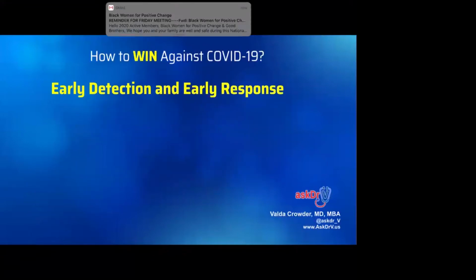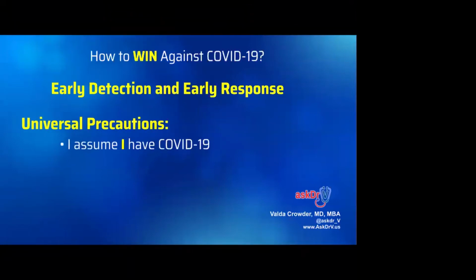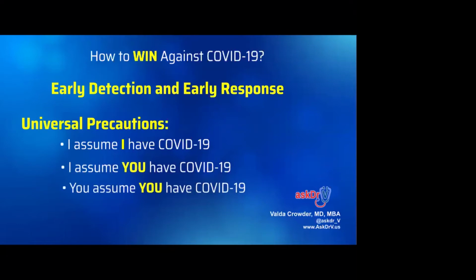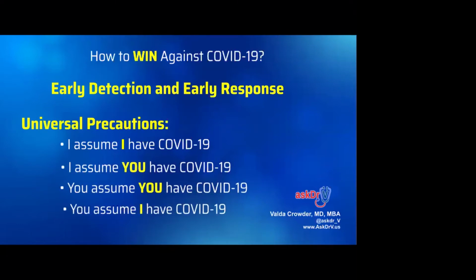How to win against COVID-19. What is important? Early detection and early response, and what I call following universal precautions. You follow universal precautions, which is, I assume I have COVID-19, I assume you have COVID-19, you assume you have COVID-19, and you assume I have COVID-19. And then we all act accordingly.